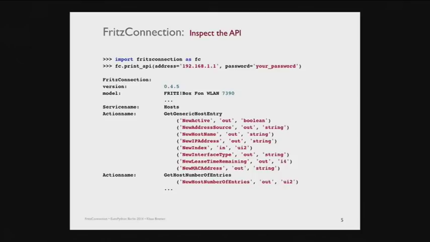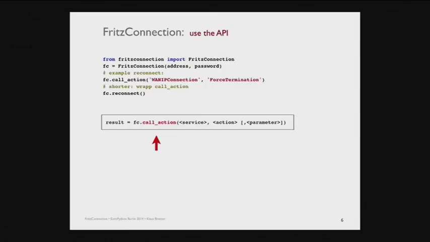Once you know this, you can start to use the API. This is done by the method callAction, and callAction needs the service name, the action name, and optionally some parameters. And here's a very simple example. You can say callAction, WANIPConnection, and ForceTermination as action name. Then the box will reconnect, and you may get a new external IP from your service provider. And because it's hard to remember all the service names and action names, there is a shorter call. You can just call FC reconnect, and it's done.